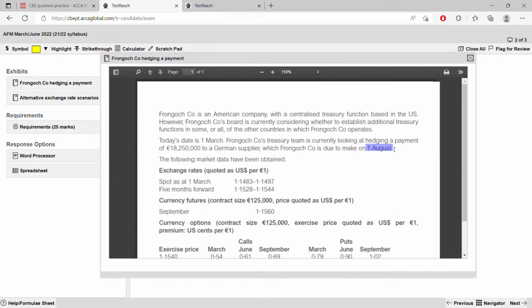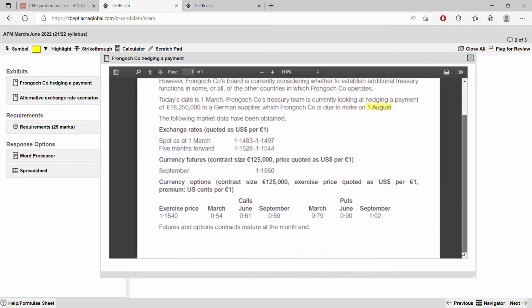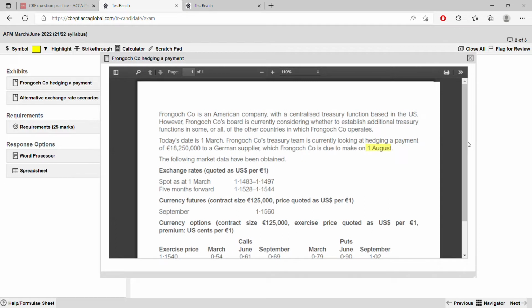Date is very important. So the spot rate has been given, the 5-month forward has been given, the future has been given, the option has been given. In the option you have to select; in the others you don't have to select, they are already given. So you have been given 3: forward, future, option. You have to decide whether to go for a call or put option and the date, March, June or September.